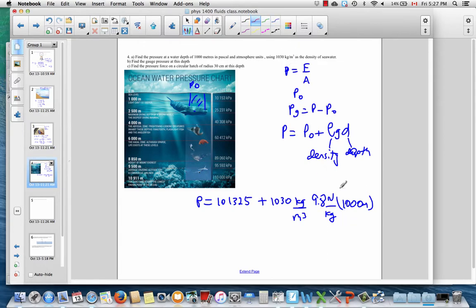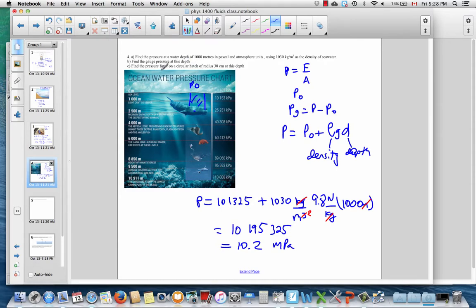Now, in terms of the units, kilograms will cancel, one of the meters will cancel, and a newton per square meter, as we said previously, is a pascal. So this is pascals plus pascals. And the answer that we get is 10,195,325, or 10.19, or 10.2 million pascals of pressure. And you could see on the chart, that's just here at 1,000 meters. As you get deeper and deeper and deeper, the pressure increases to tremendous values.